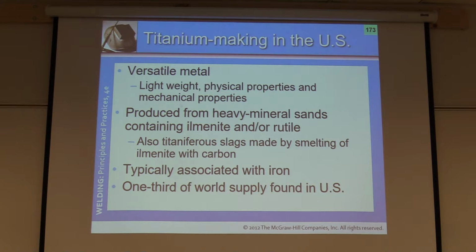Titanium is a versatile metal, lightweight, with good physical and mechanical properties, produced from heavy mineral sands containing ilmenite and/or rutile. Also titaniferous slags made by smelting of ilmenite with carbon. Most of this stuff you or I have never heard of. I've heard of titanium a lot, but some of the chemical elements within it can be quite confusing. So feel free to read through the titanium section on your own.